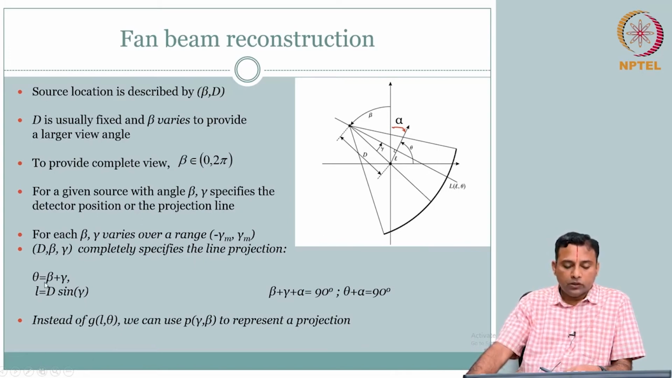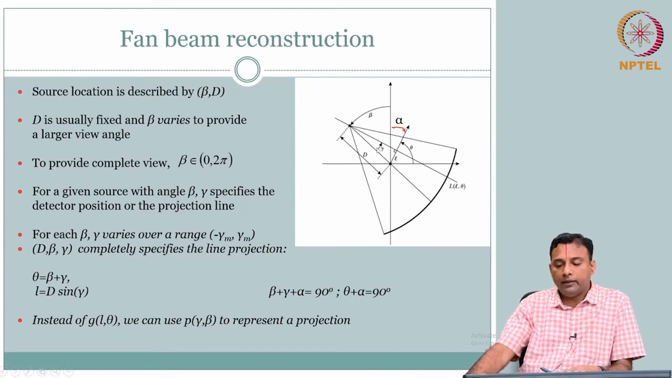So from the geometry you can see that theta is nothing but beta plus gamma, and your L is D sine of gamma. Your L is D sine gamma. Also notice that this is 90 degrees and alpha plus theta is also 90 degrees.